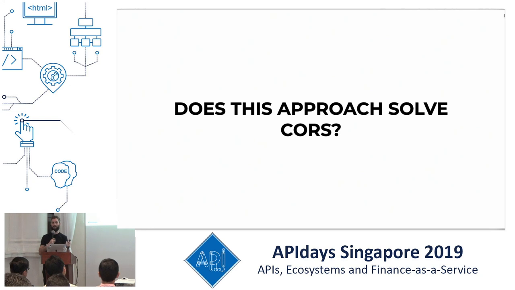So as long as you can verify the JSON Web Token, it doesn't matter which origin you're on, you can validate it. Does this approach solve flow? Who thinks it does? I think it does, because you can just pass it along to any server that needs it, and as long as it can validate that token, it can use that token, right?